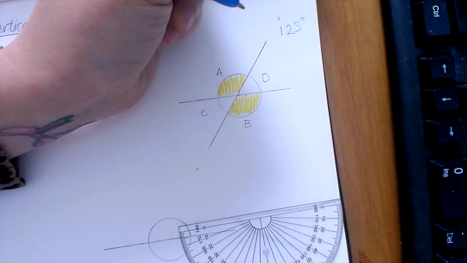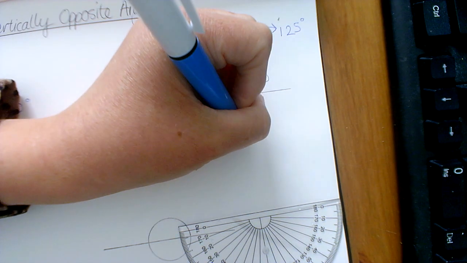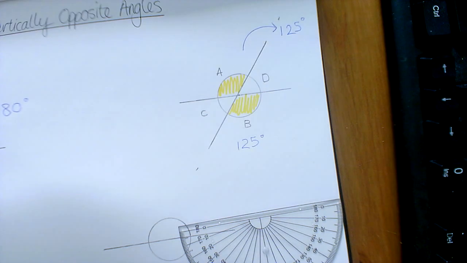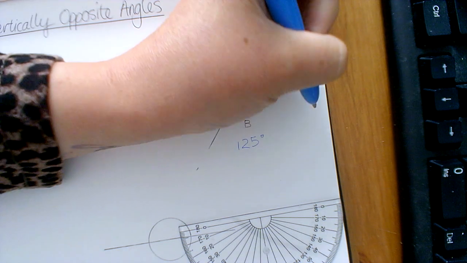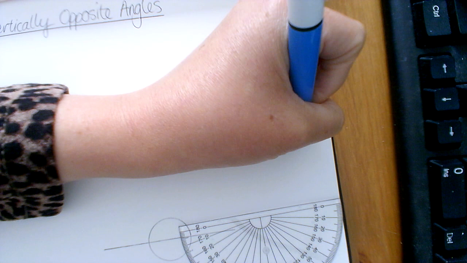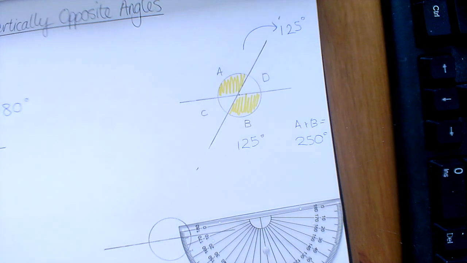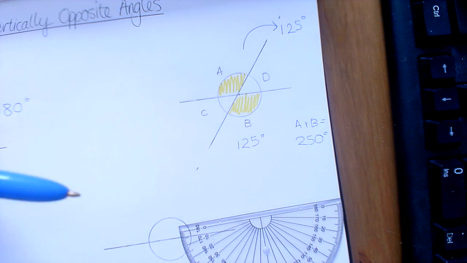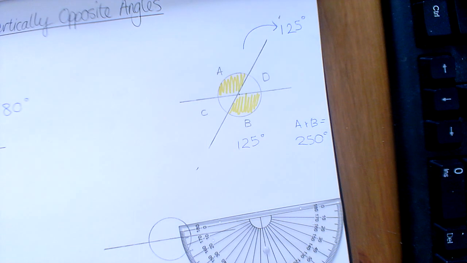So if I know that A equals 125 and B equals 125 degrees, then A plus B equals 250. Let's do that. A plus B equals, I'm doing this slightly upside down, so you might wonder why my handwriting's a bit funny, 250 degrees. Now I know that in my whole circle I've got 360, so if I subtract 250 from 360, that leaves me with 110.